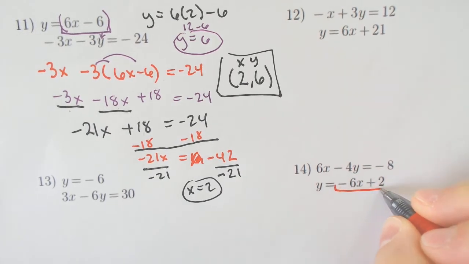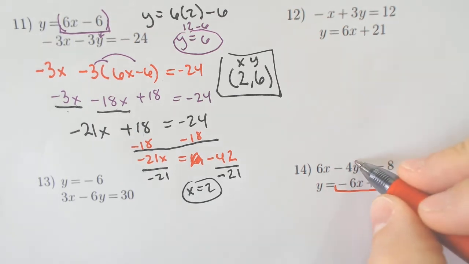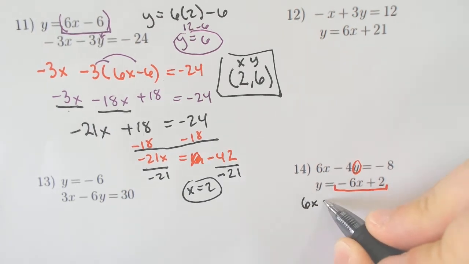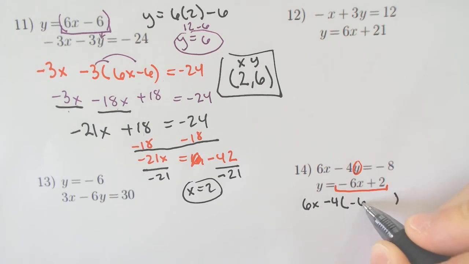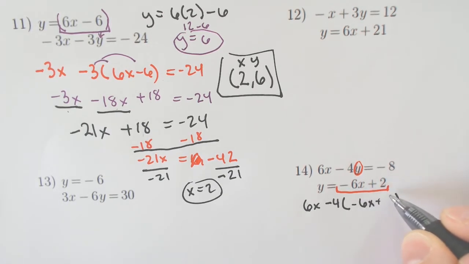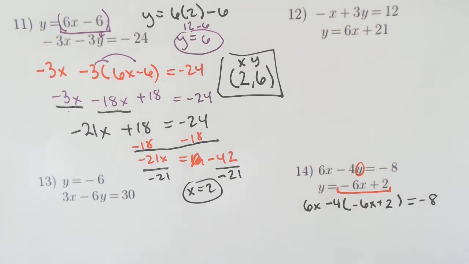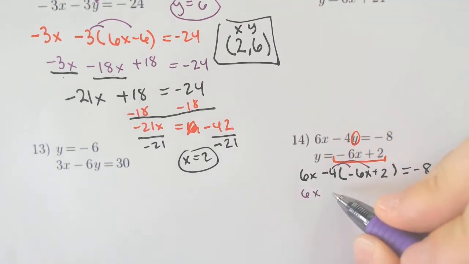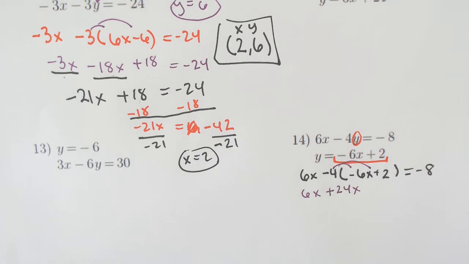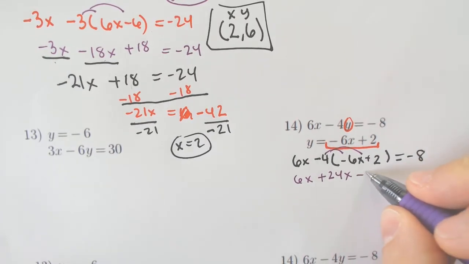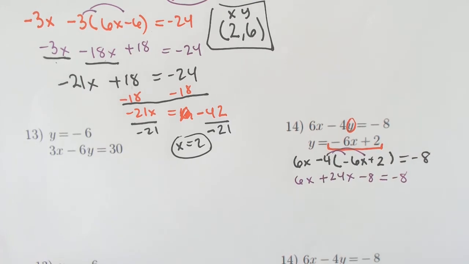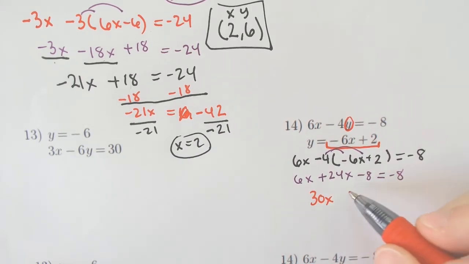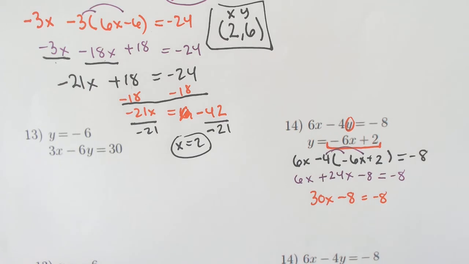So all of this is what y is equal to. And I've got to plug it into that y right there. So that is going to end up being negative 6x plus 2 equals negative 8, with 6x minus 4 in parentheses, everything that y was. If there is distributing, you have to distribute. 6x plus 24x, because negative 4 and negative 6 is positive 24, minus 8 equals negative 8. 6x plus 24x makes 30x. Negative 8 is negative 8, equals negative 8.